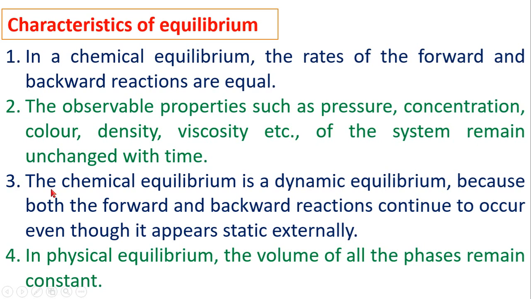Third point: the chemical equilibrium is a dynamic equilibrium because both the forward and the backward reactions continue to occur, though it appears static externally. Static means it's not moving. It is in an equilibrium state. The fourth point: in physical equilibrium, the volume of all the phases remains constant. So these are the characteristics of equilibrium.